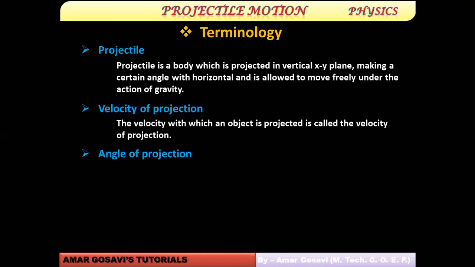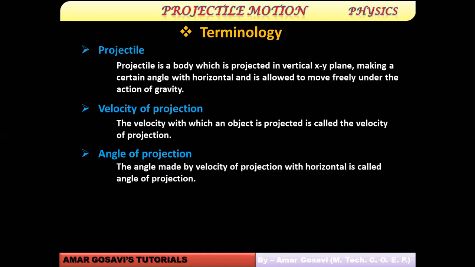Angle of projection. Whatever angle that velocity makes with the horizontal, so whenever you throw a stone, you make some angle with the horizontal and throw, right? So that angle is the angle of projection. The angle made by the velocity of projection with the horizontal is called the angle of projection.